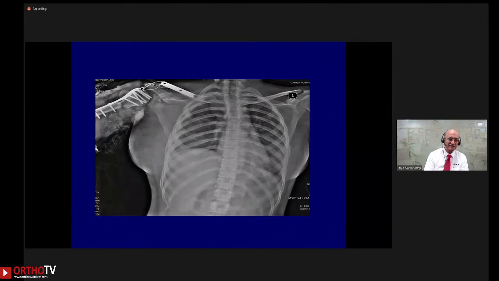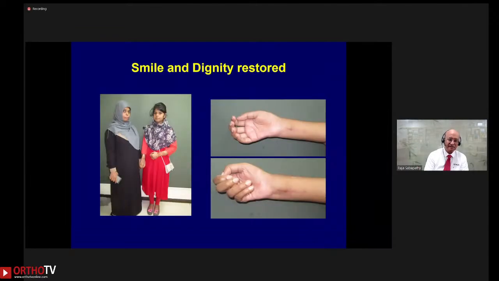And fixations, we always keep it very simple. I think we do it quick. And we have a guideline saying that no matter what, in a major replant, the fixation must be done or finished off in 20 minutes. I think that's the very thing. So the smile and dignity is restored.